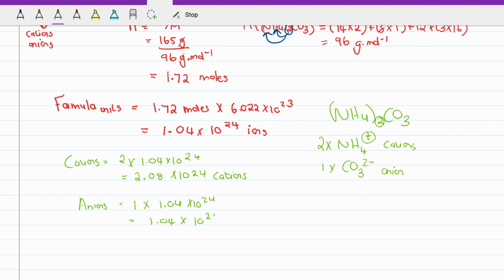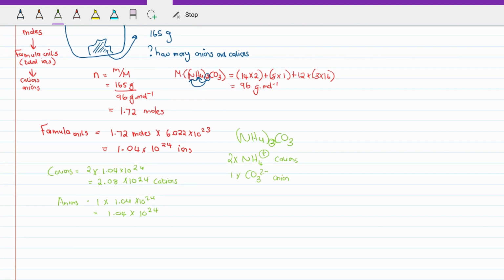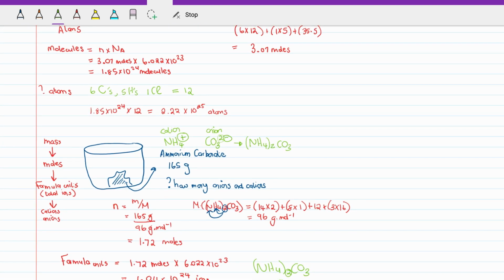So that was in short just some applications of Avogadro's number and also of the concept of what a mole is. I hope it helped.